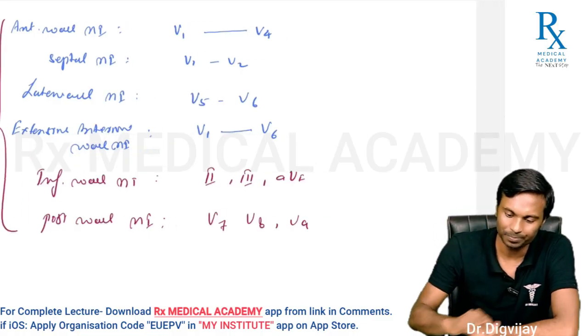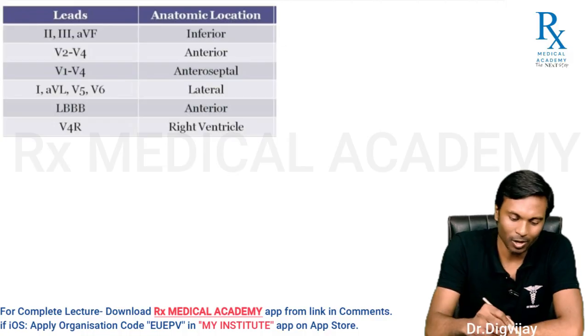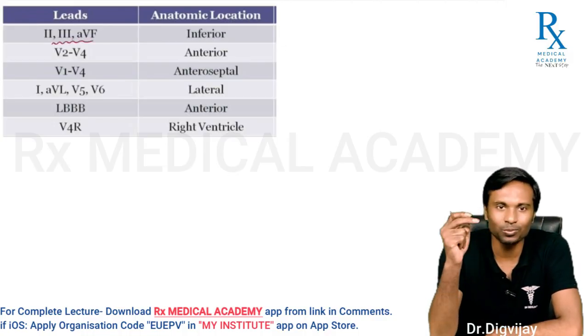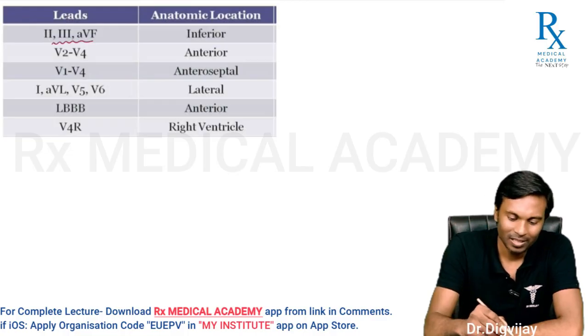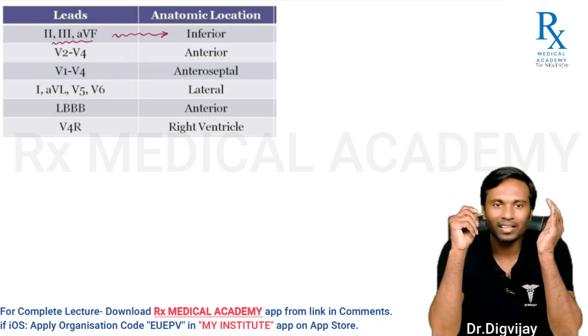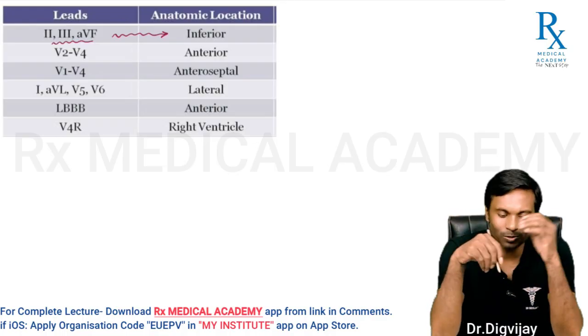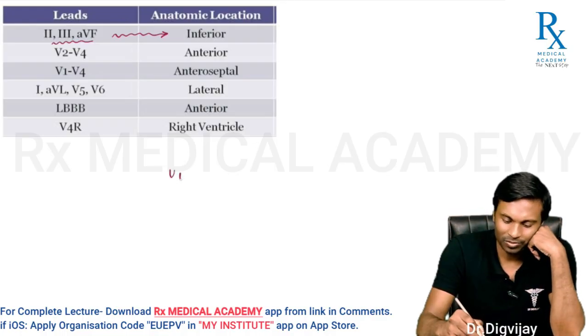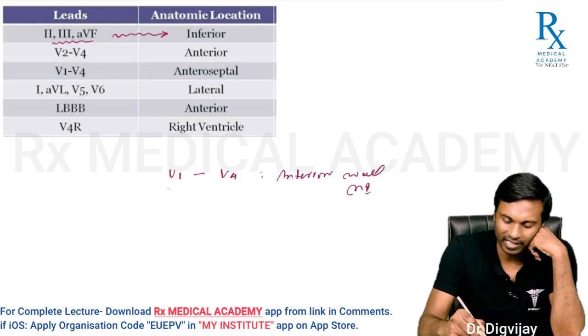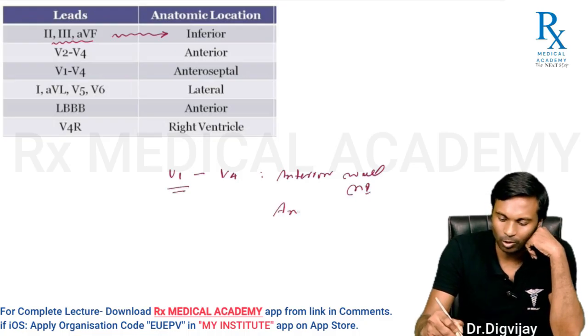Okay, that's all. Now let's recap. See, now it has become very easy for you guys. Any ST segment change in lead 2, lead 3 and AVF will reflect inferior wall MI. This might be due to occlusion of right coronary artery. Similarly, V1 to V4 will reflect your anterior wall MI. Plus this has a septal component as well, that is V1 to V2.